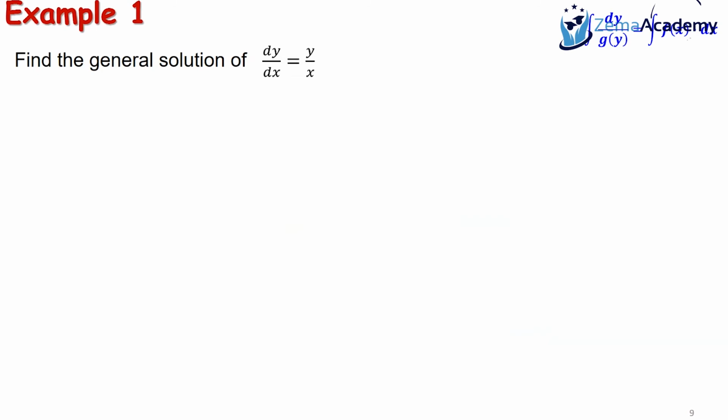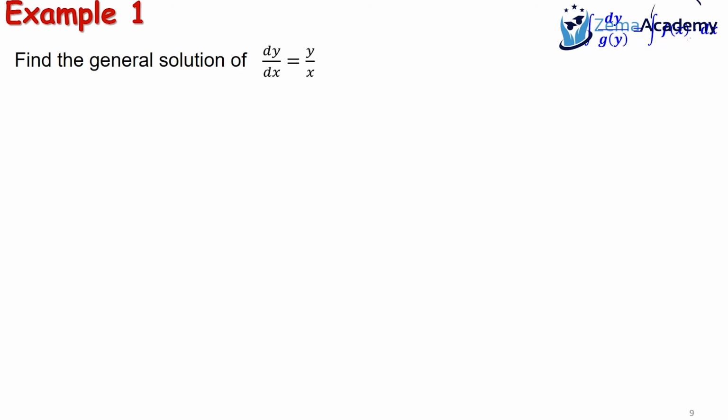Now with this we come to our first example, which is: find the general solution of dy over dx equals y over x. This is the first example that I have given you. Now, this question is different from the previous ones that I have been asking in integration. Why? Because it is not saying determine or evaluate. It is saying find the general solution of.